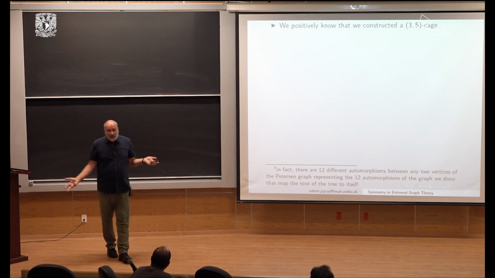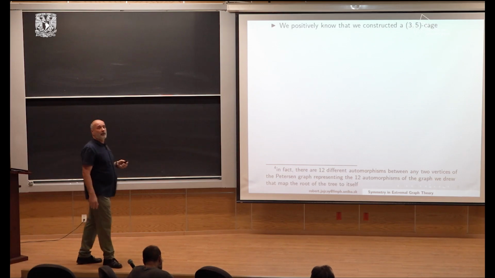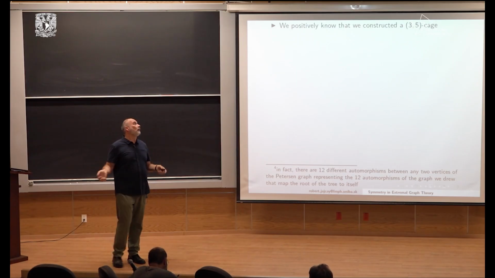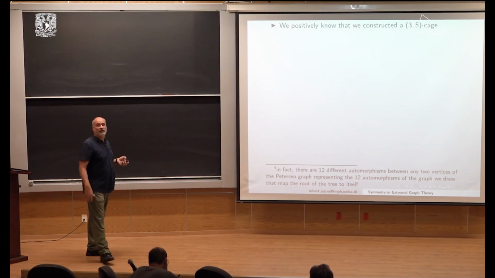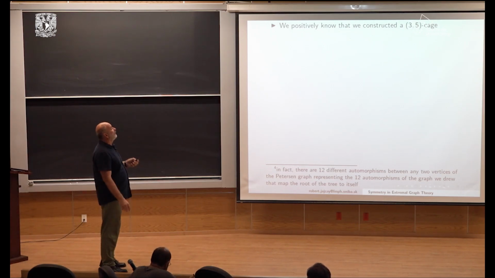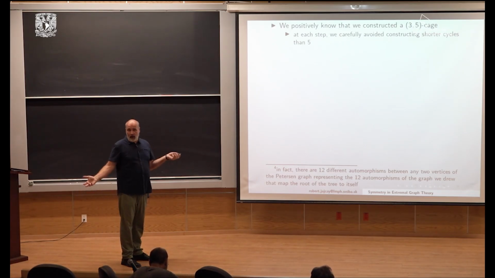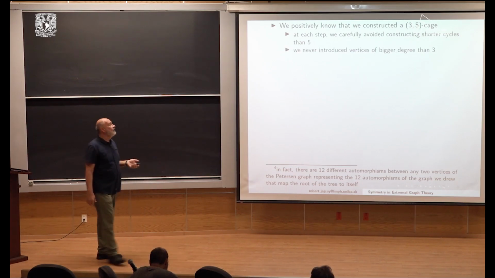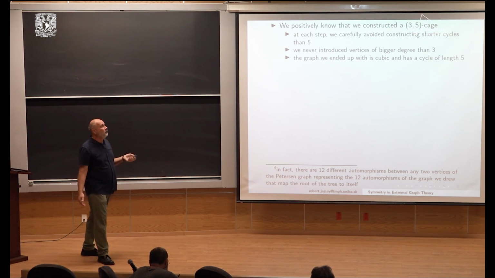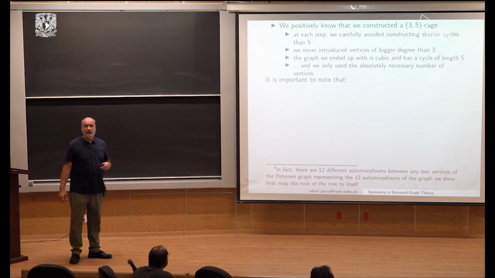So, some summary of this fairy tale. We positively know that we constructed a 3-5 cage. If you feel a little uneasy, if you think about it, you will agree with that. Yes, this is the smallest. It has to have at least 10 vertices because otherwise it has to have a shorter cycle. At each step, we carefully avoided constructing shorter cycles than 5. Yes, we did. At least I did. We never introduced vertices of bigger degree than 3, and the graph we ended up with is cubic, has a cycle of length 5, and we only used the absolutely necessary number of vertices.